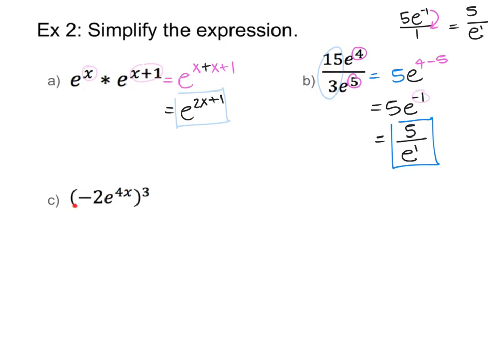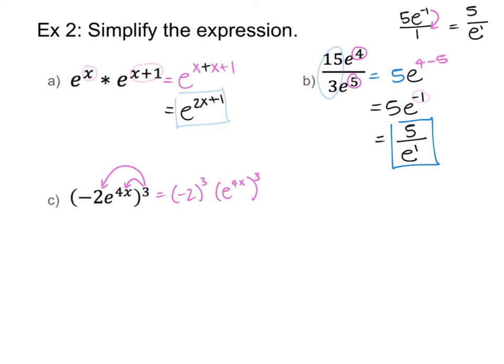All right, so for this next problem here, you have an exponent that's outside the parentheses. Now, inside the parentheses, this term here has a negative 2. It has a coefficient. So I'm going to drag this 3 to the 2. So that's going to be negative 2 to the third power. So that negative 2, or the coefficient, gets that exponent. But the exponent also goes to the e as well. So this is going to be e to the 4th power, 4x power.